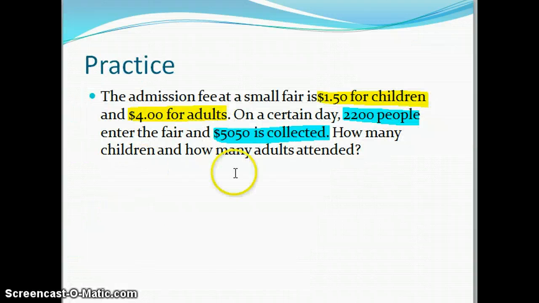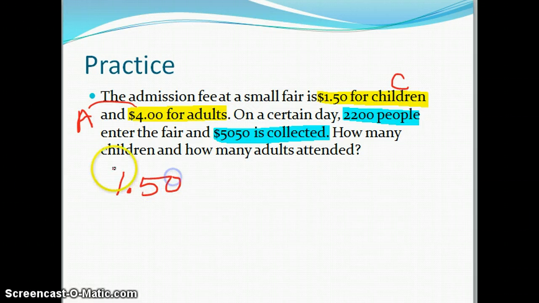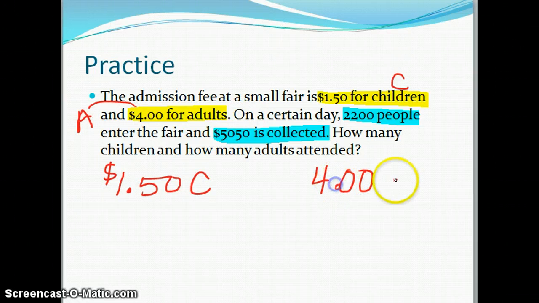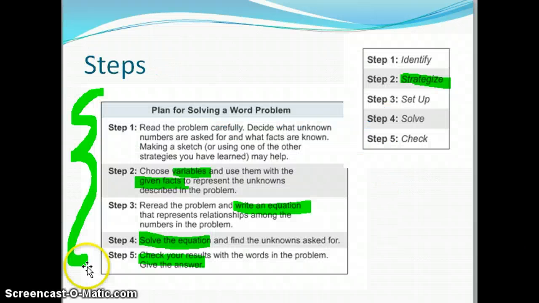Now you need to go to step 2 and choose some variables. I'm going to put a C for children and an A for adults, and we're going to connect that information to a fact. I know that for every child that comes, it's going to cost $1.50. And I also know that for every adult that comes, it's going to cost $4. So now I have my two facts. I've connected those variables to information.